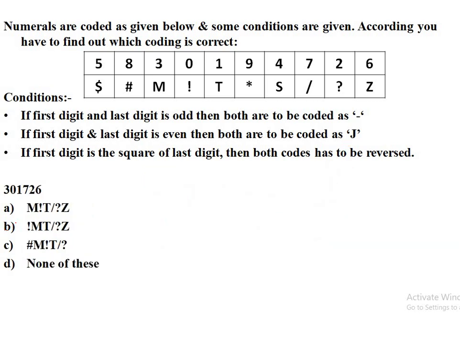Again, the conditions and the table are the same, no difference. The only difference is that the question has been changed, that's it, nothing else. Yes. Okay, so let's see what is provided. I'm writing here 301726. So as we can see, 3 is an odd digit, correct, and 6 is an even number.